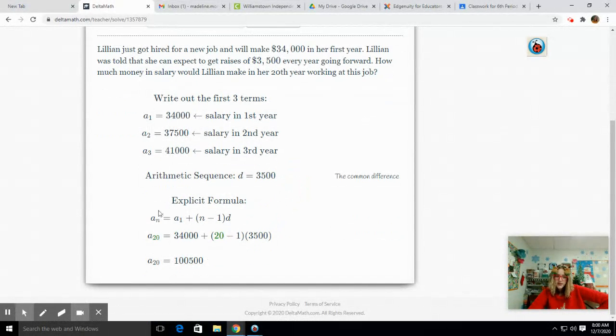And then you're going to do the same thing. You're going to use that explicit formula. My first term is $34,000. I want to know how much she makes in her 20th year at the job. So 20th is my n. Minus 1 is part of the formula. And then my difference is $3,500. So I'm just going to plug that into my calculator. And on the 20th year at her job, she would be making $100,500. That's a pretty good pay raise. That's crazy. Okay, so that is the long and the short of what we're learning today.